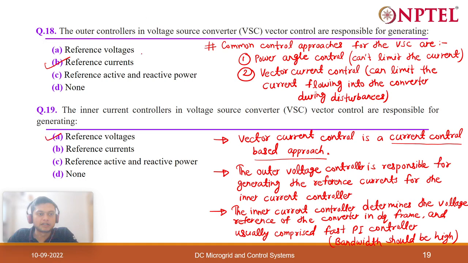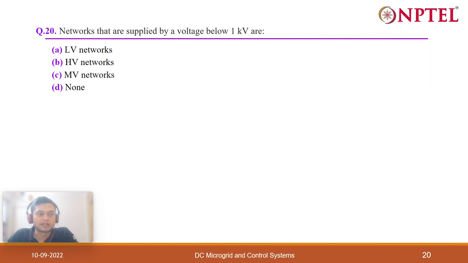So here you can also write that reference currents are generated for the inner current controllers. And it is generating the reference voltage for the converter. And that needs to be converted to the ABC domain using inverse DQ to ABC transformation. And then it is given to the PWM generator that gives the final switching pulses to the switches of the voltage source converter. Now let us see the last problem for this tutorial session, and we will end this session.